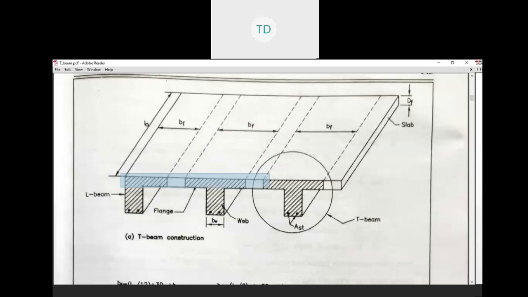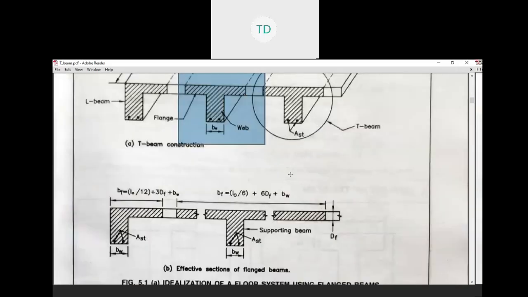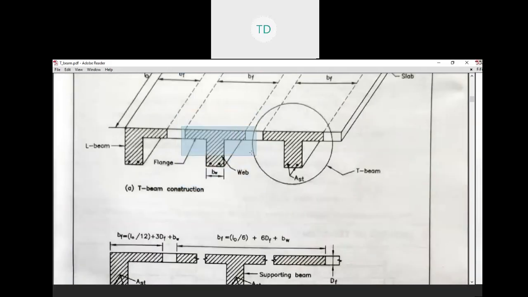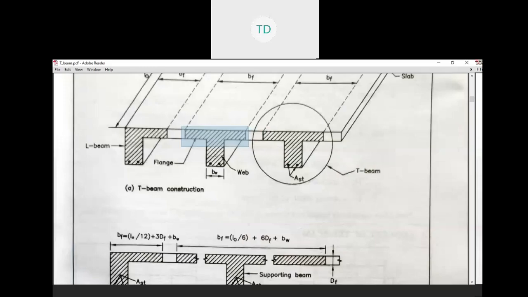We can show the shape of L-beam and T-beam, in which the upper layer of the beam which is connected to and included in the slab is called the flange, and the rest of the portion which is not included in the slab is called the web.